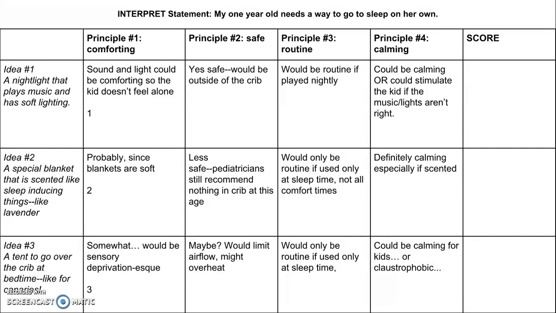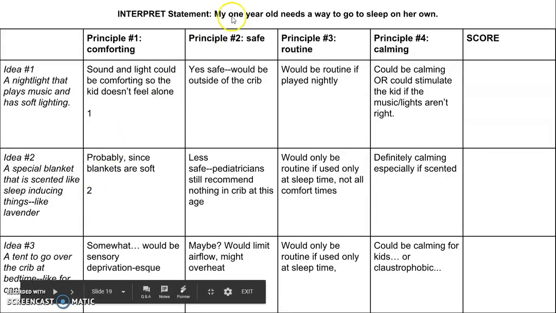I would say the nightlight thing is going to be the most comforting, partly because it's hitting them on a couple different sensory levels. And then I would give the blanket thing a 2. And then I'd give the canary crib a 3, because it could go sensory deprivation and be scary for some kids. Then we move on to our second column, the safety issue.